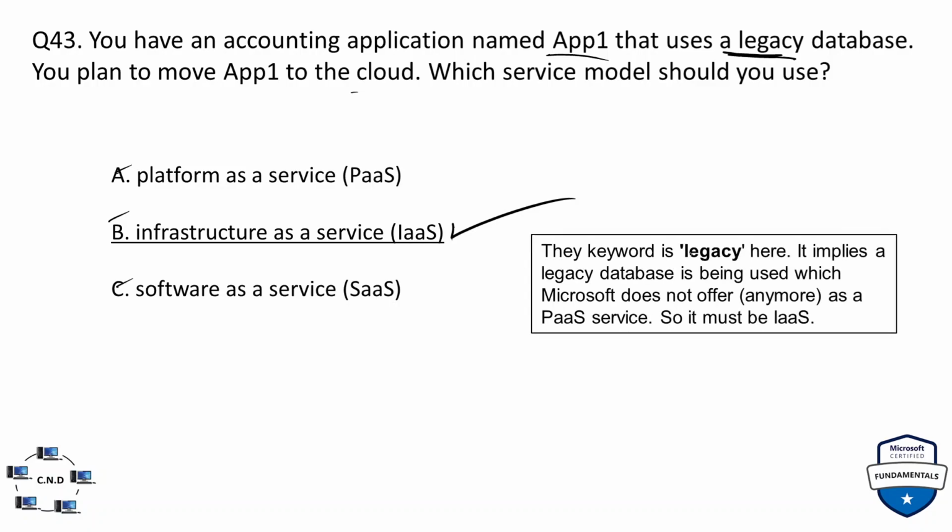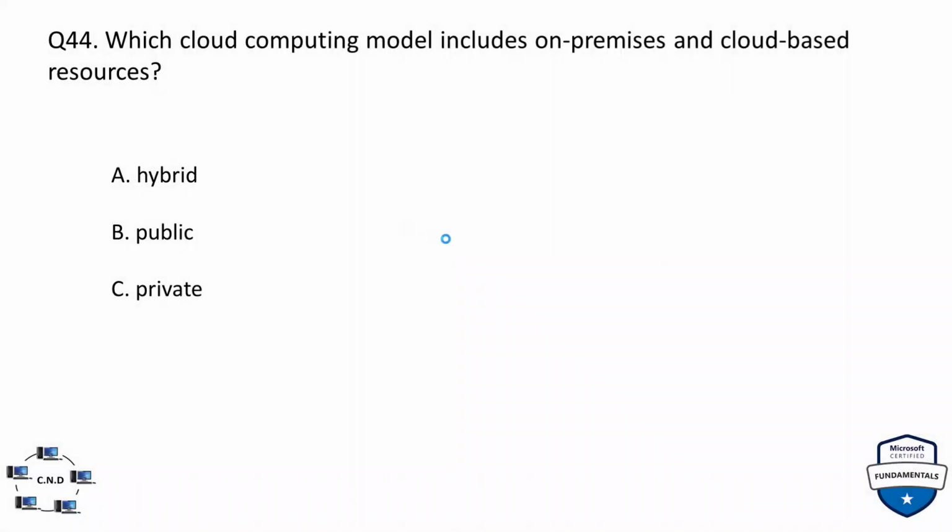It is because the keyword here is legacy. It implies that a legacy database is being used which Microsoft may not offer anymore as a PaaS service. So it must be IaaS, or infrastructure as a service, because it is legacy and you need it while it may no longer be provided by the cloud provider.